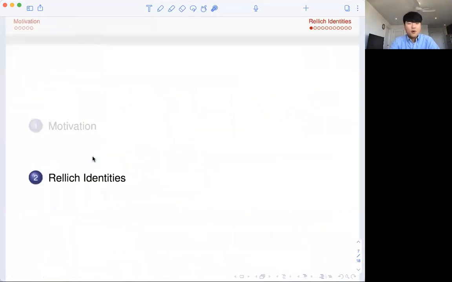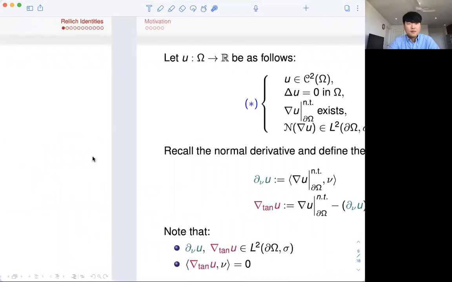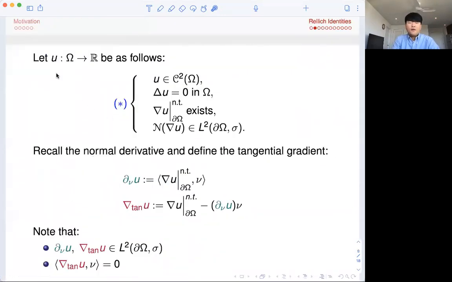Let me start to talk about the Rellich identities. Let the function u be a function defined from the domain omega into R, such that u is of class C2 in the domain omega, and u is harmonic in the domain. And the non-tangential trace of the gradient of u exists. The non-tangential maximum operator of the gradient of u is a square integrable function on the boundary. I will call this condition star.